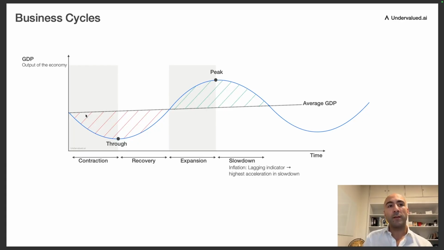And what we mean when we say contraction is that the gap between the average and the real GDP is increasing. You see, look at the red part here. The red part is becoming bigger. And this is the idea of contraction. When the red part is becoming smaller, this is the recovery. So the difference between real GDP and trend GDP is becoming smaller.